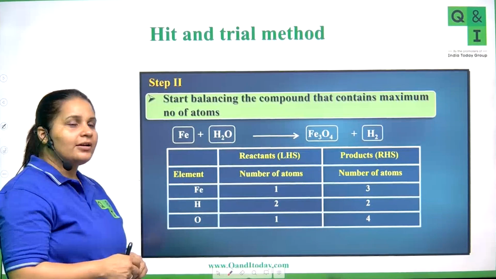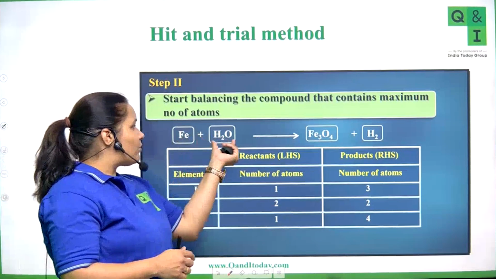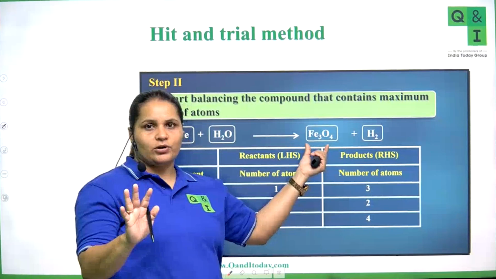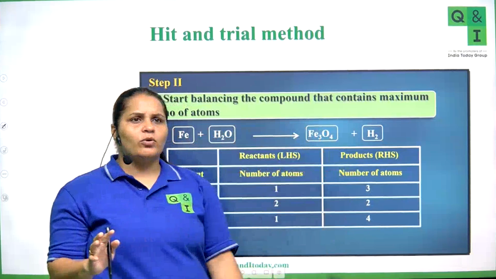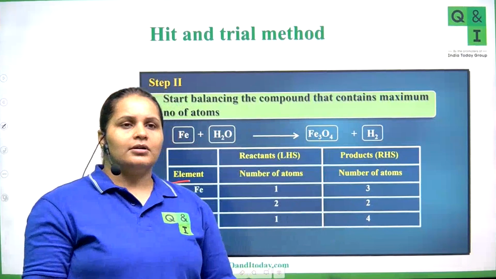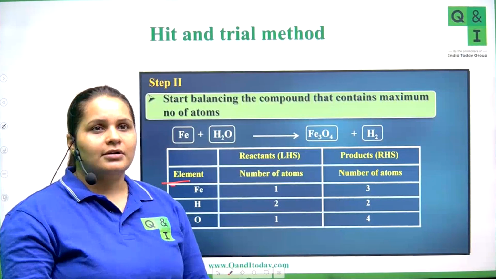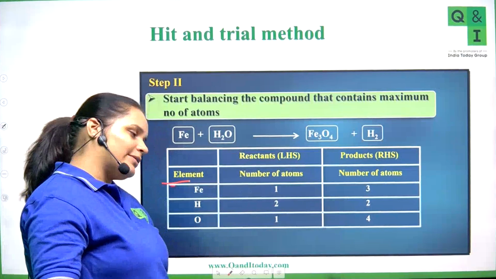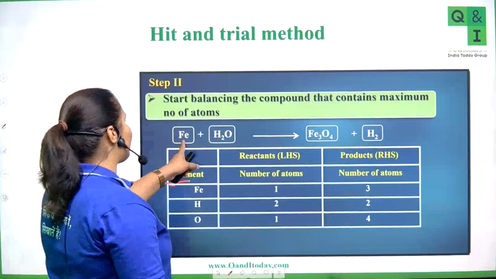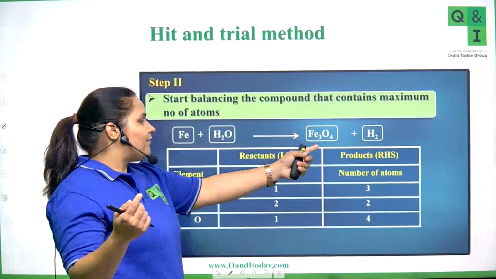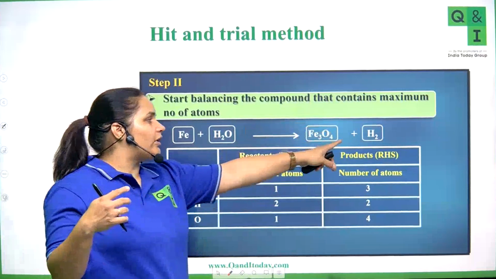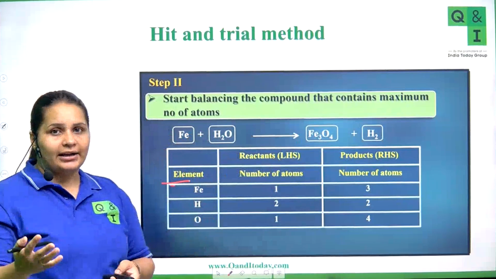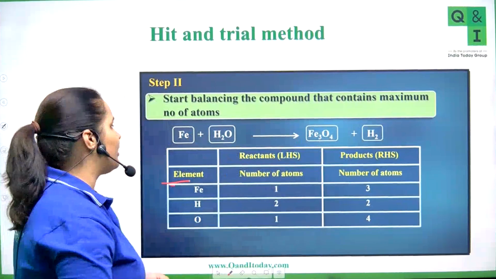Fe3O4. Exactly. Now our compounds here are H2O and Fe3O4. Can I say that iron and H2 both are compounds? No, ma'am. Exactly. Why? Because each has only one kind of atom. So this is a molecule of hydrogen element, and this is an atom of iron metal, or I can say iron element.